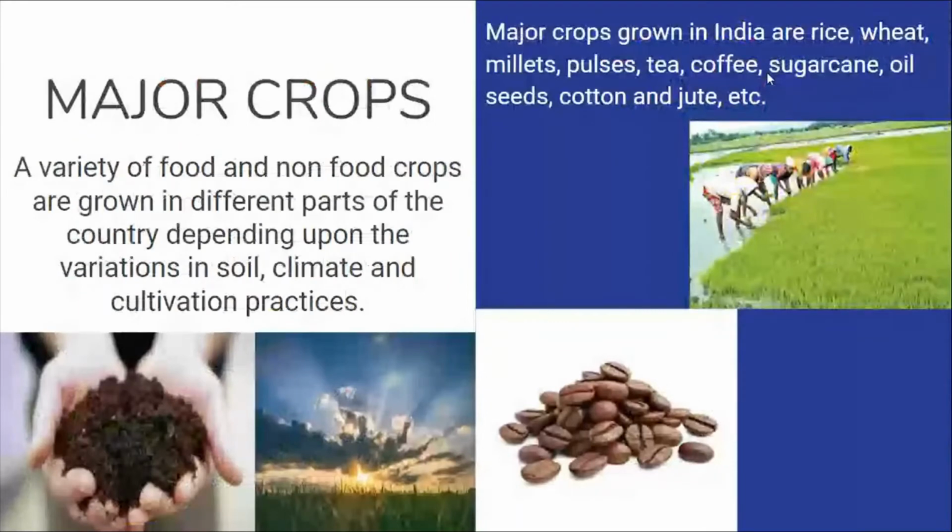Now major crops. A variety of food and non-food crops are grown in different parts of the country depending upon three factors: soil, climate, and cultivation practices. Major crops grown in India are rice, wheat, millets, pulses, tea, coffee, sugarcane, oilseeds, cotton, and jute, etc. So these are the major crops grown in India.